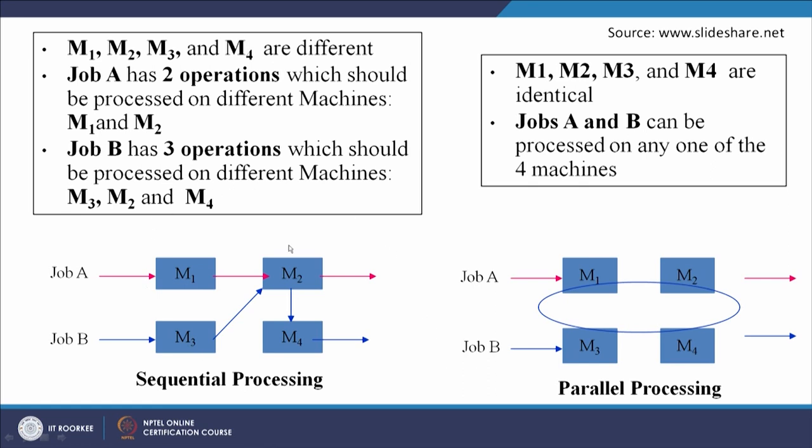So all 4 machines are different in case of sequential processing, whereas in parallel processing we can see M1, M2, M3, M4 are identical. Jobs A and B can be processed on any of the 4 machines depending upon the operations required. So we can either have a parallel processing unit or a sequential processing, and accordingly our priority rules will be decided.